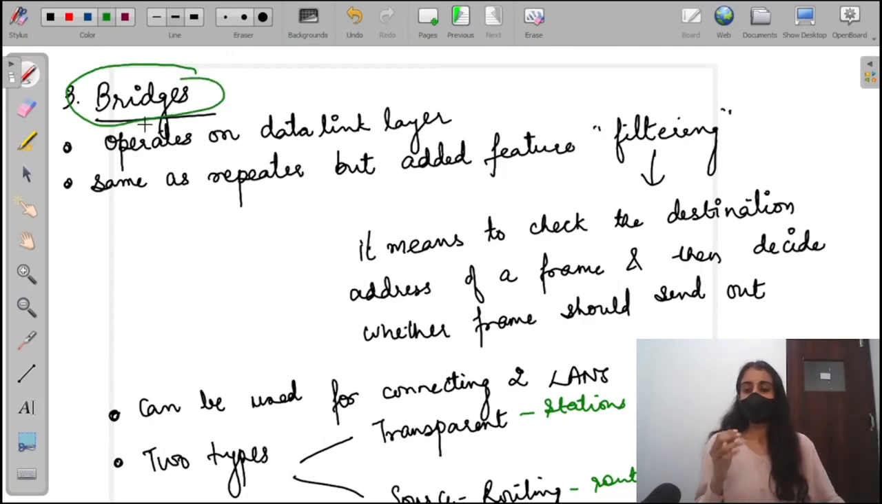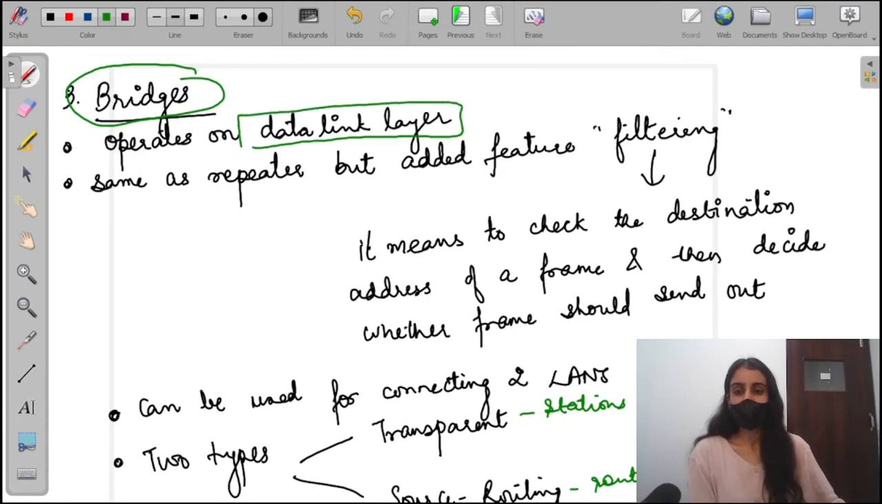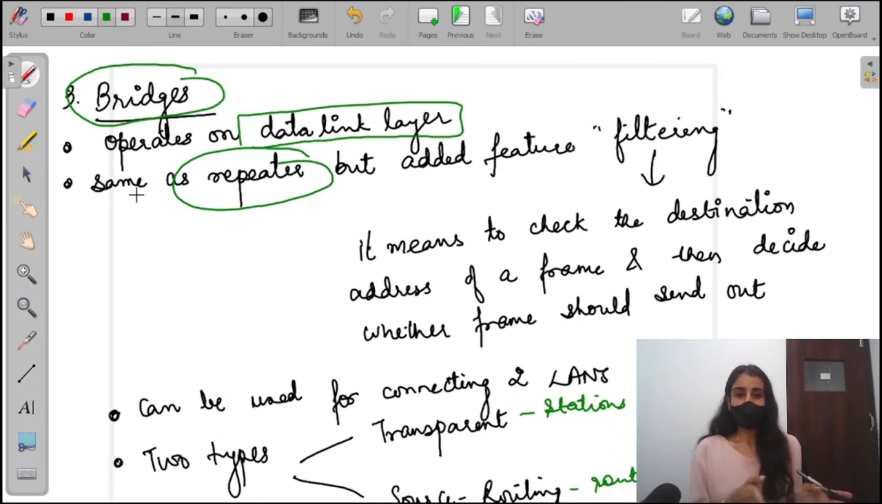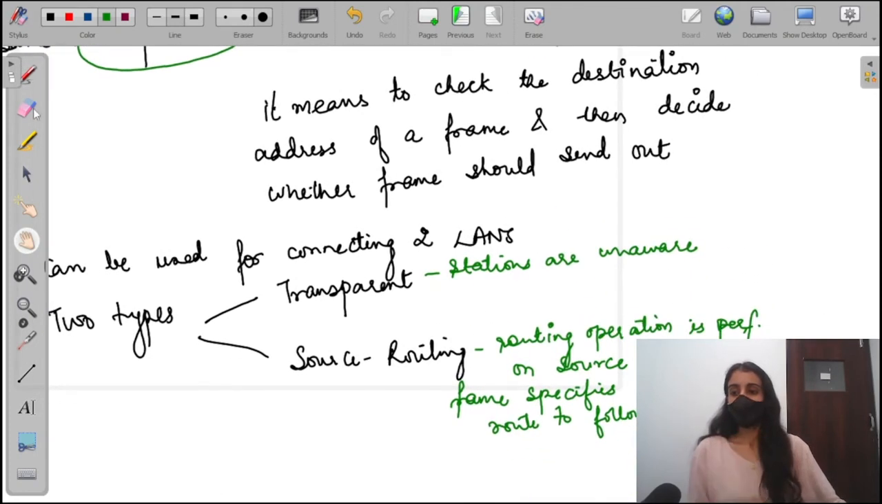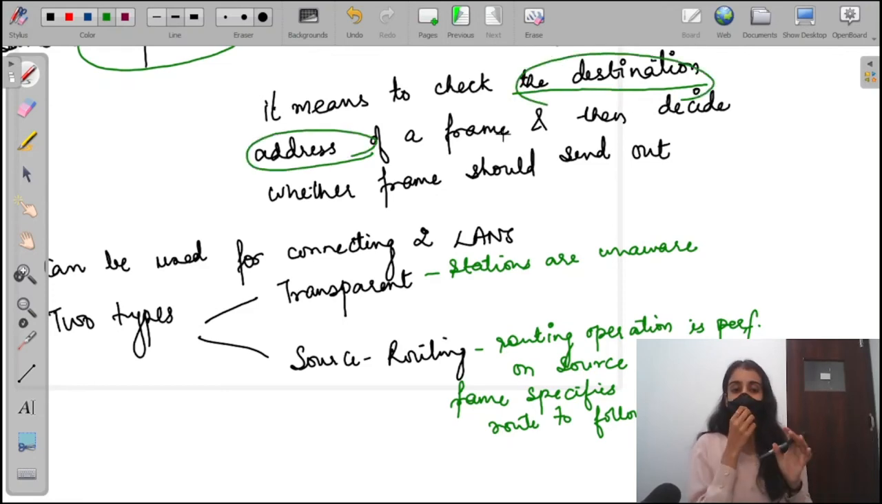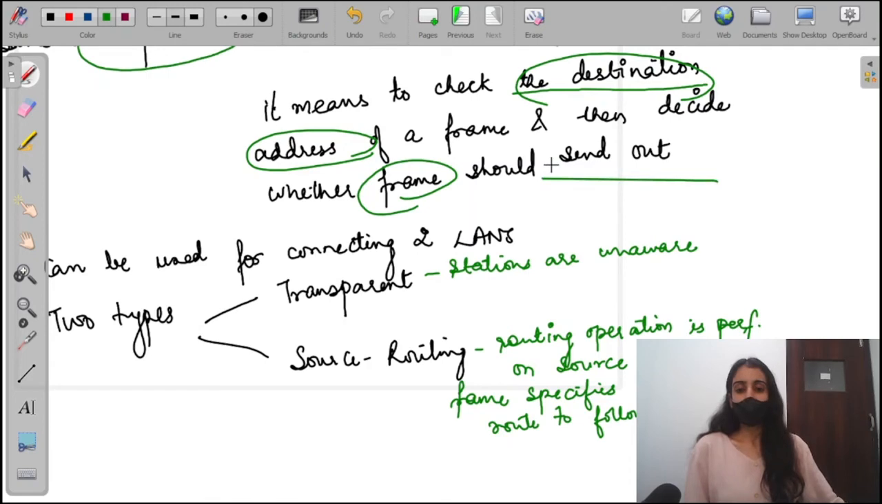As earlier we saw that repeaters work on the physical layer and routers work on all three layers, bridges work on the data link layer. It is the same as repeater. It has just one added functionality, that is filtering. So what does filtering mean? It checks the destination address of the frame, and then it decides whether the frame with that destination address should be sent out or not.